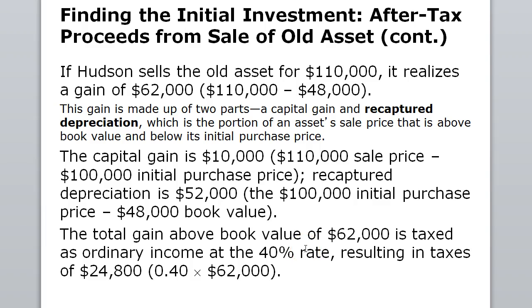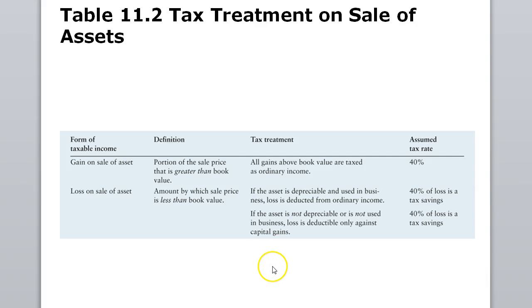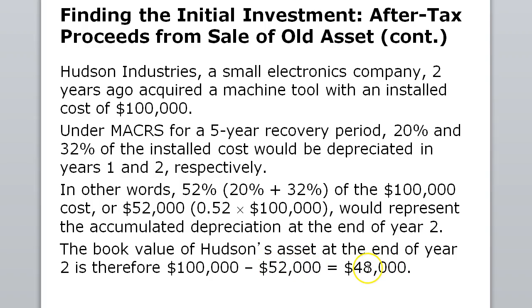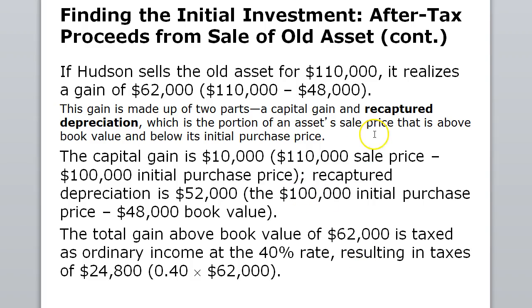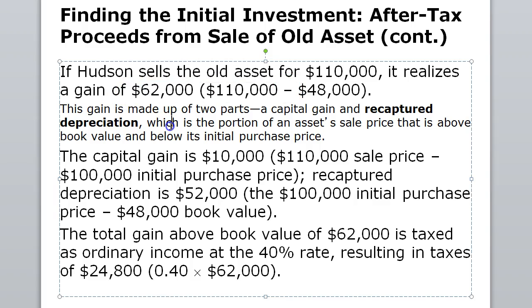All right, so finding initial investment after-tax proceeds from the sale of an old asset. So if we sell the old asset at $110,000, then we're going to have a gain of $62,000. So it's the $110,000 minus the 48 that gives us a gain, because $48,000 is what the book value is. So that's what we calculated. Remember back here, we calculated a book value of $48,000. So if we sell it for $110,000, that's a gain of $62,000.